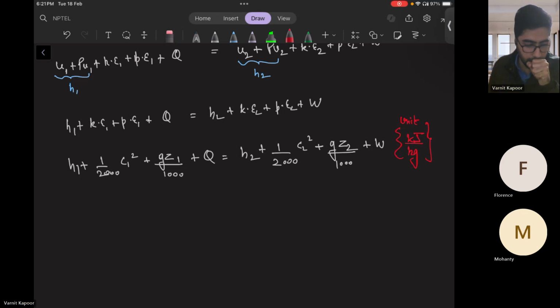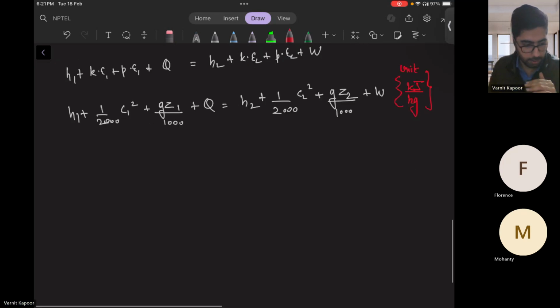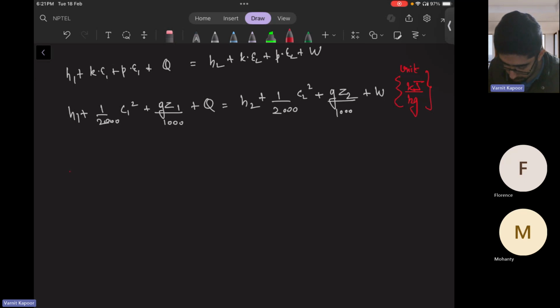This is the unit of all the heads, all the energies. I'll write that also here, in the form of a note. That is what I'm trying to say.